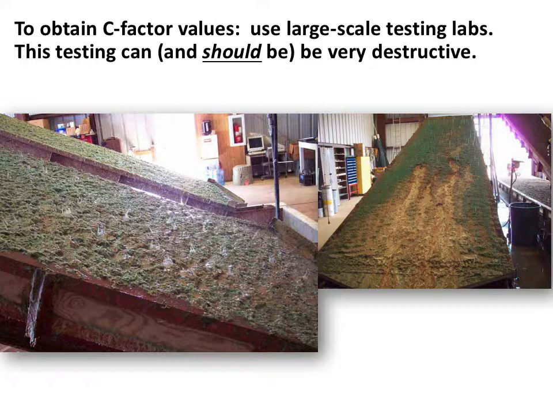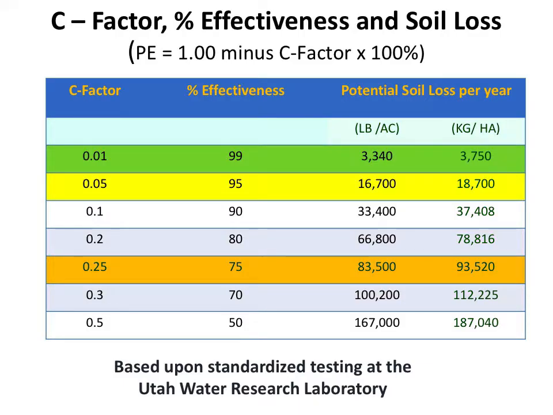So how do we get the seed factors for all your different products, which you can select out there? It's through lab testing. You can see the raindrops, the kinetic energy, just very destructive testing. On the next slide, this is a summary of a variety of different products. The highlighted ones you might consider a good, better, best option. A good product is going to be 75% effective, a better product 95% effective, and your best product 99% effective at controlling erosion.